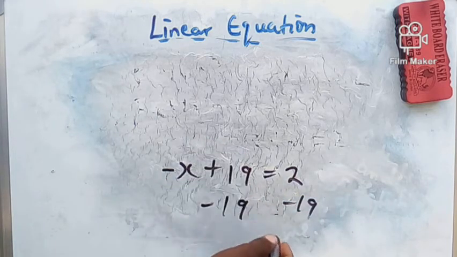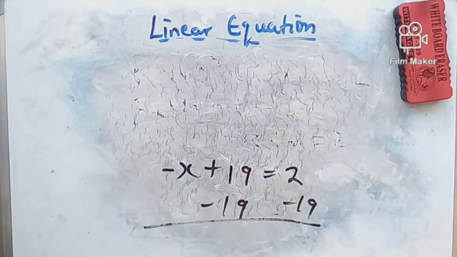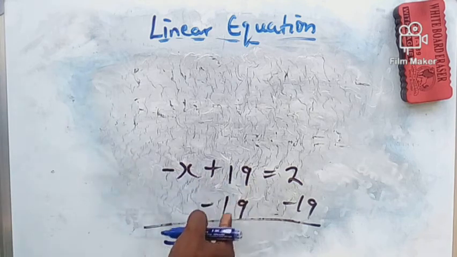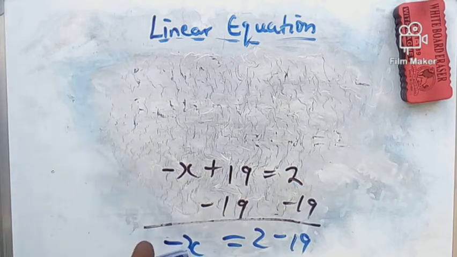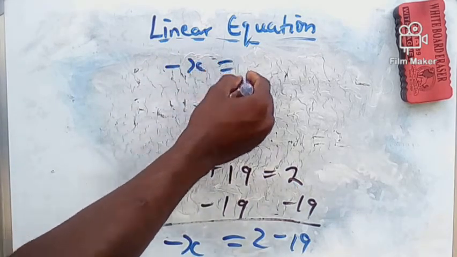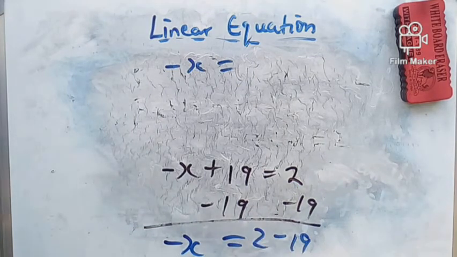So that when I evaluate, I will bring down my minus x, and then plus 19 minus 19 will give me 0. Bring down my equality sign. 2, I'll have 2 minus what? 19. So in that sense, we take it up. What we have now is minus x equal to 2 minus 19.